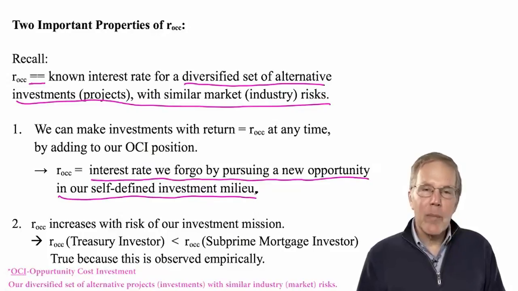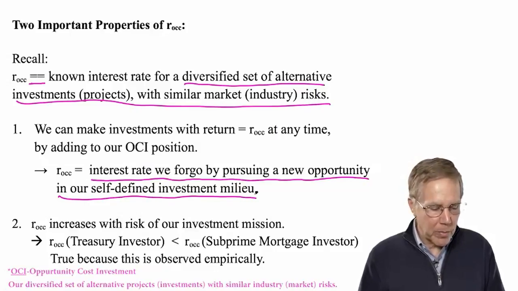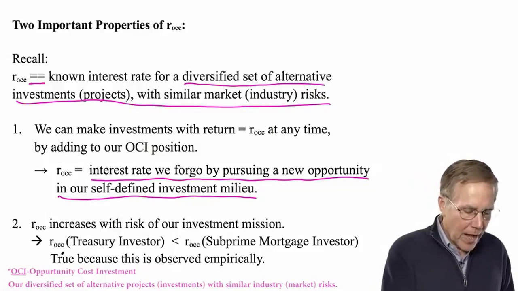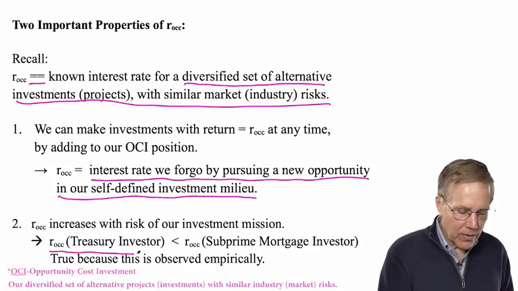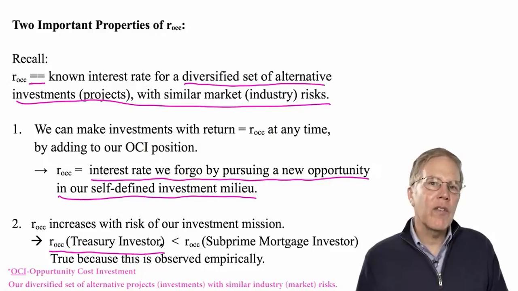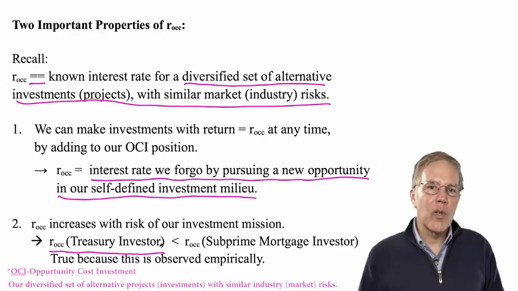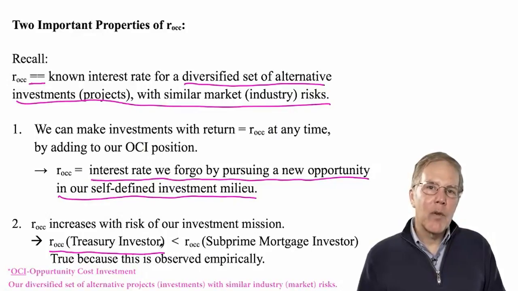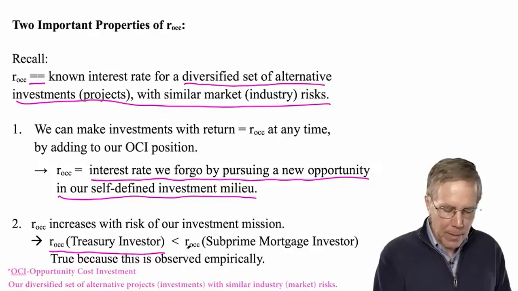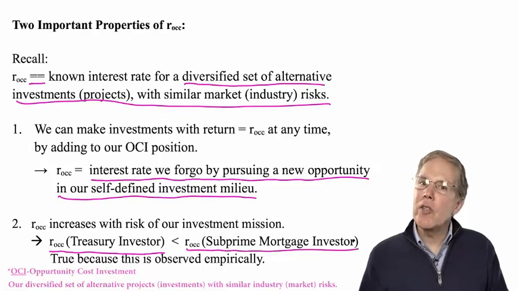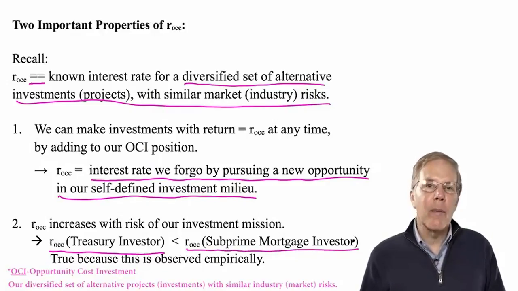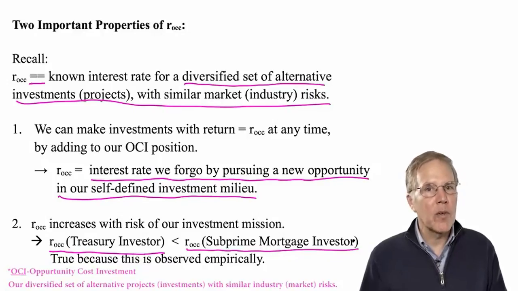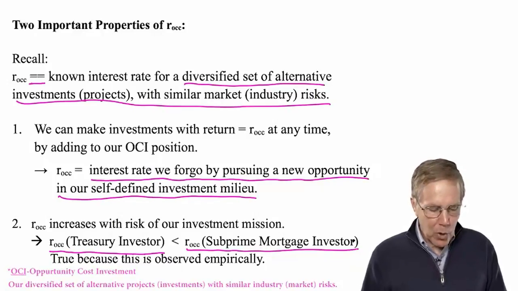Okay. Second thing about the opportunity cost of capital is that it, of course, increases with the riskiness of our investment mission. So, for example, if someone's mission is to invest in treasury securities, which are considered the safest debt securities in the world by many people, not everyone, but most people, the opportunity cost of capital for an investor like that is going to be less than for someone whose mission in life is to invest in subprime mortgages, for example. Subprime mortgages are by definition very risky mortgages.